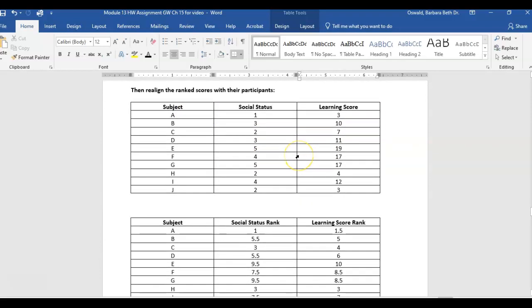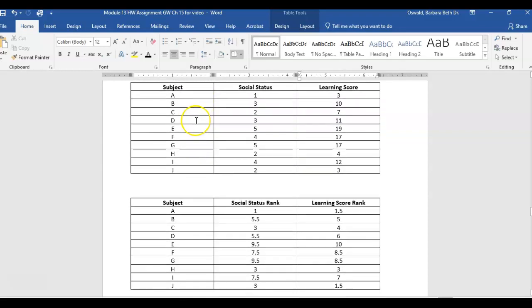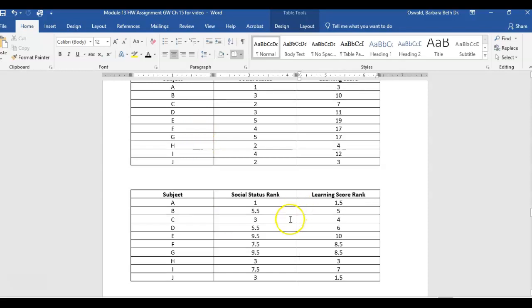Now here comes the super tricky part. We have to realign the ranked scores with their participant scores. Here's where it gets tricky. Again, a lot of mental effort, a lot of thinking about what the scores mean, a lot of double checking, writing things down on a piece of paper to keep track of what is what.